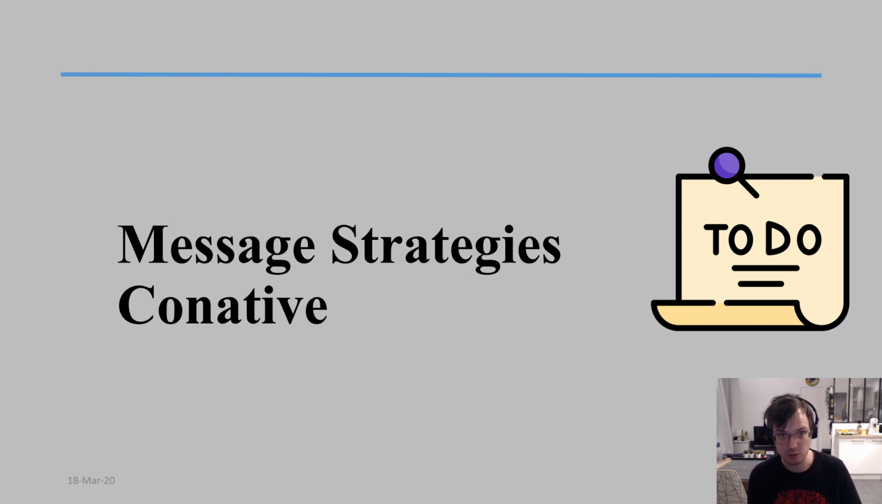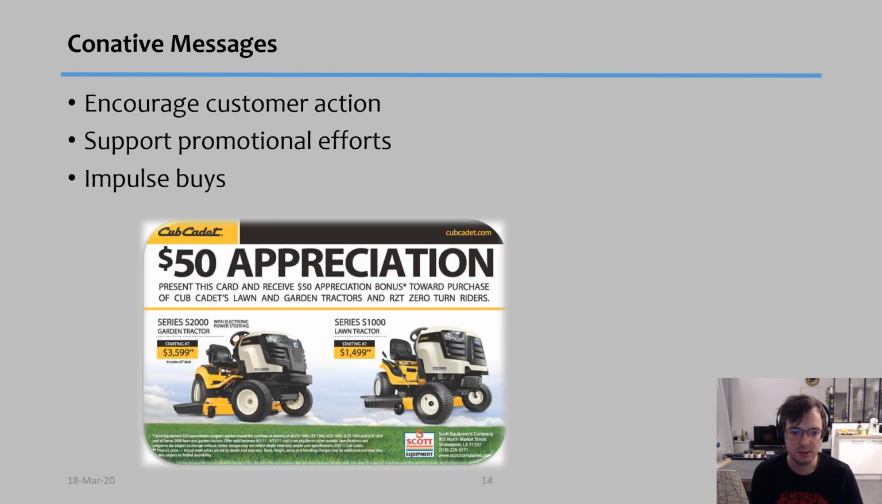All right. So the next one we have is what we call conative messages. Conative messages are associated with actions. They try to make you do something. That's why I put that little to-do symbol there. So here's what happens: they try to encourage the customer to take an action. They support it with a promotional effort, and they work a lot on impulsive buys as well. So we see this a lot if you go grocery shopping, for example.